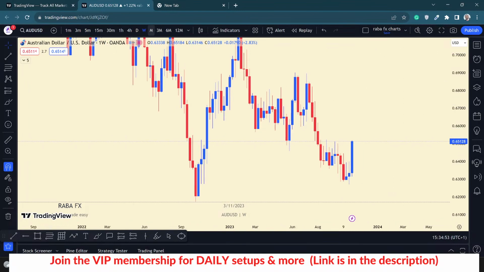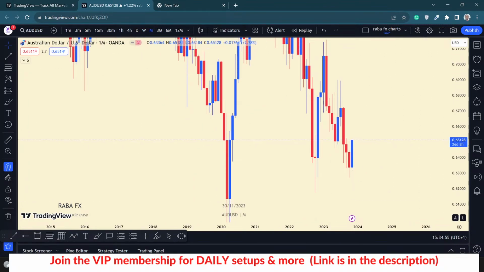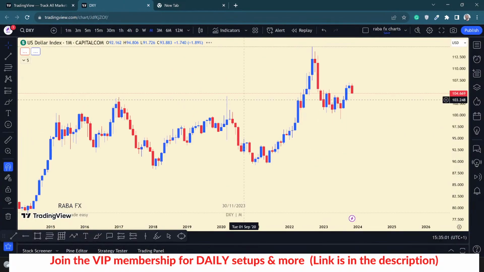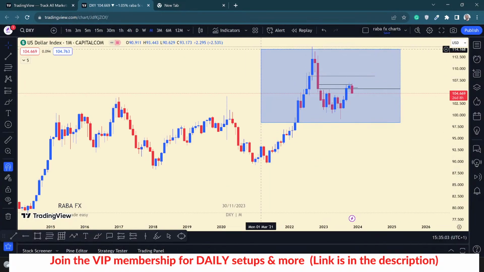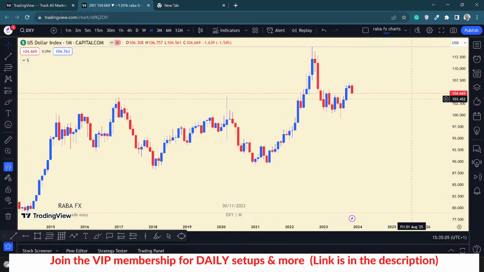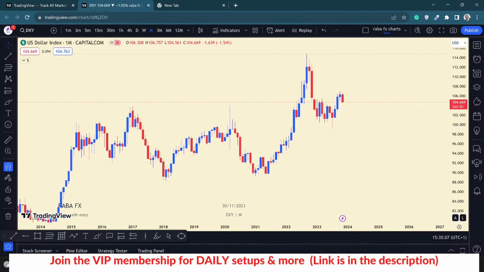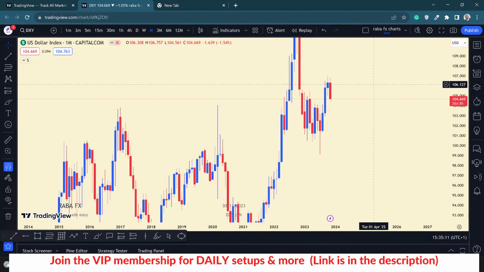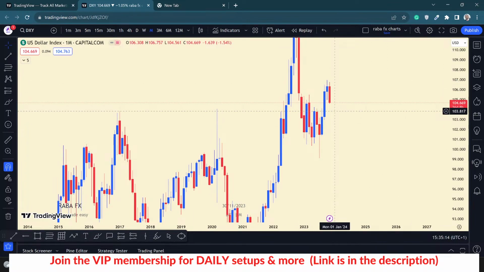All right, so we are starting with Aussie dollar today. Now let's start with the dollar index as usual. Now with the dollar index on the monthly, the month ended with a bullish candle, and right now we are pulling back.